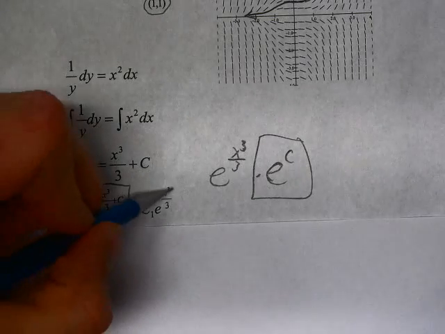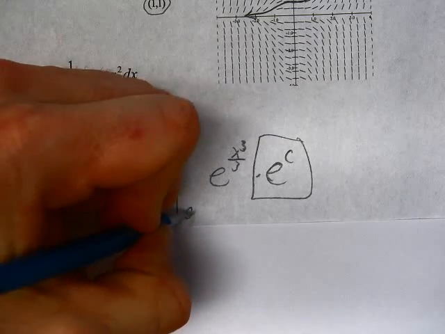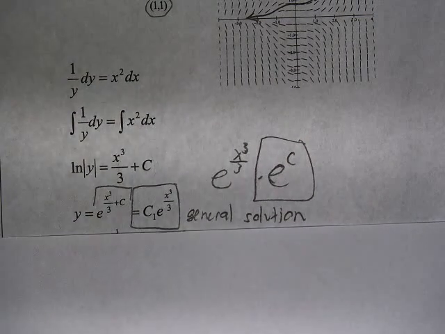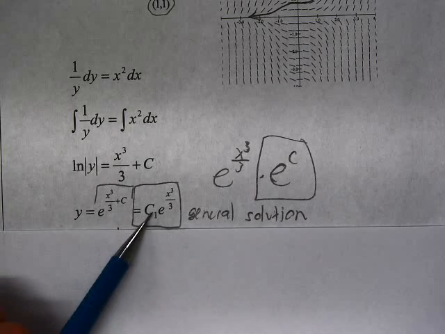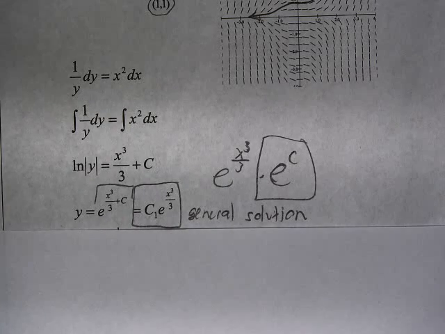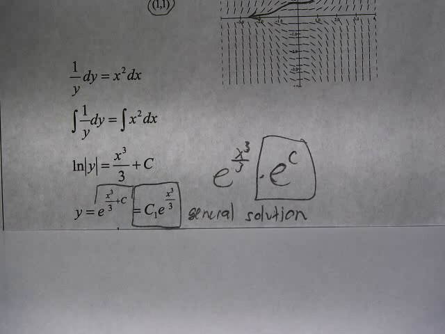This right here is the general solution. I haven't solved for that c, and whatever c value I choose will just make a vertical translation of this graph, of this y.